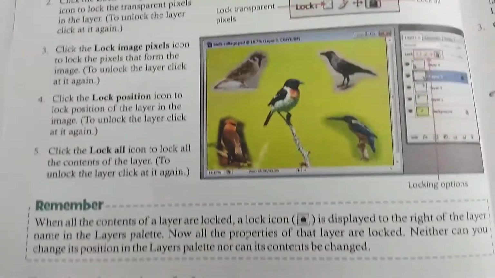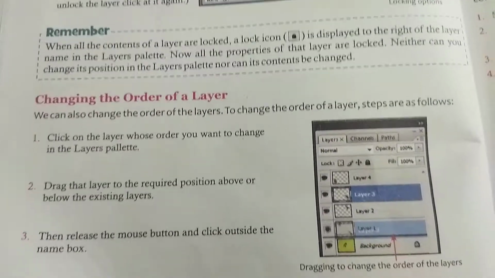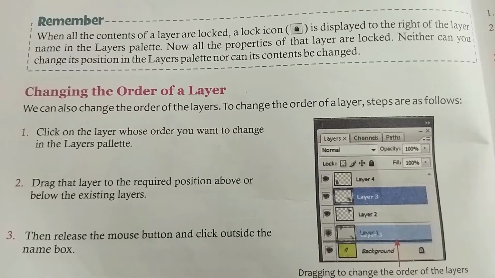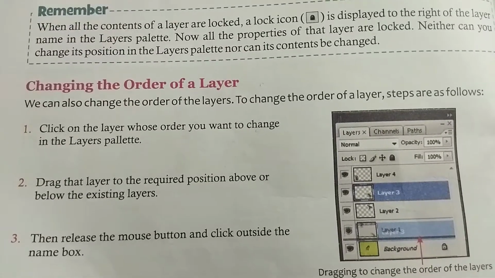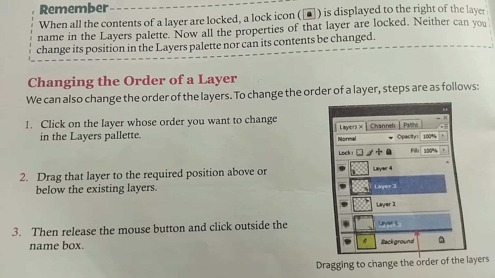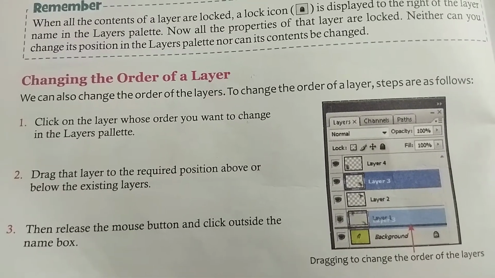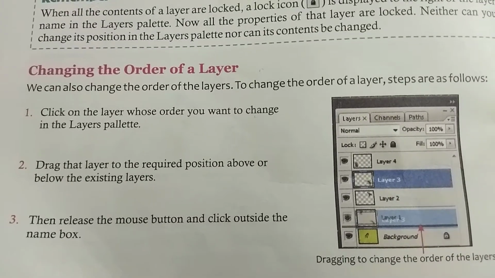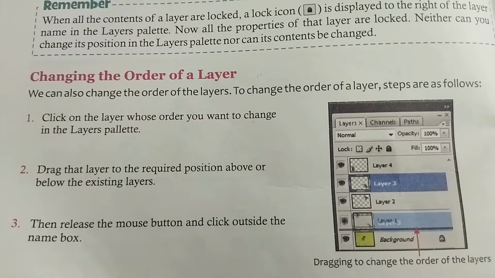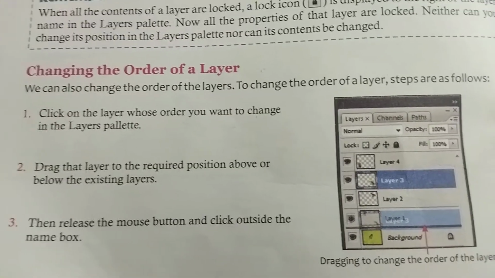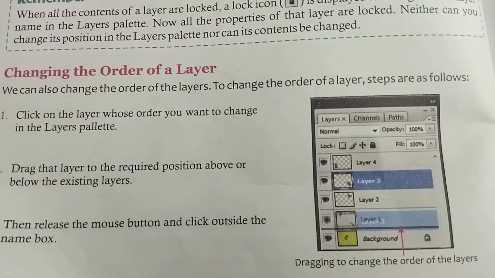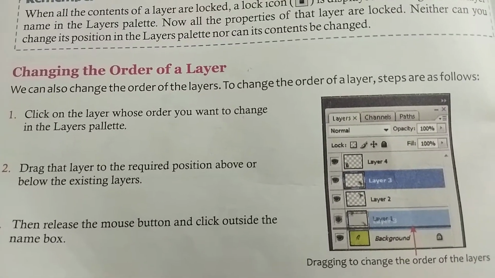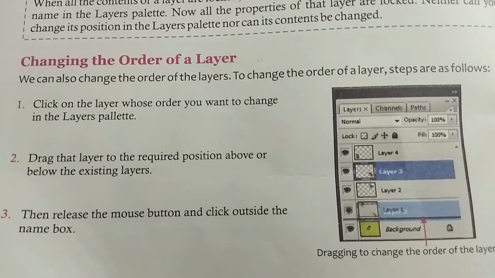Clear? Now students, you can see changing the order of layers. Changing the order means to change the order of the layers. To change the order of a layer, steps are as follows. First, students, click on the layer whose order you want to change in the layers palette. Then drag that layer to the required position above or below the existing layers. After the third step, release the mouse button and click outside the name box. So this is changing the order of a layer. So dragging it to change the order of the layers here, you can easily interchange the order of the layers.